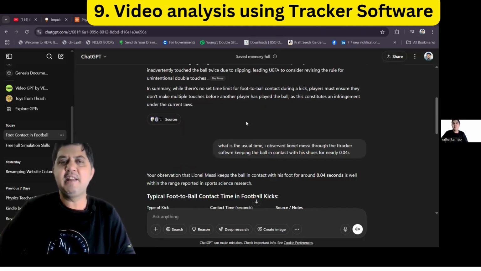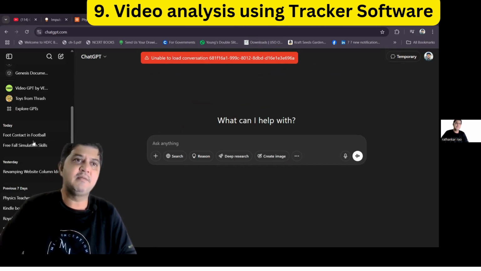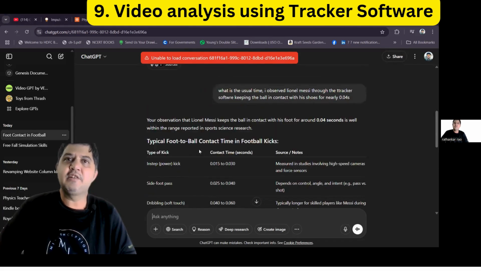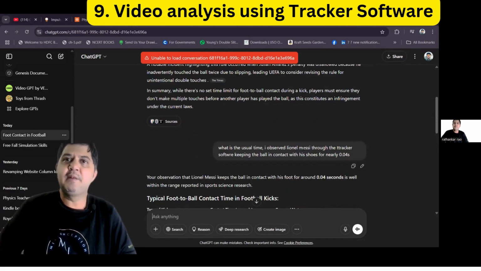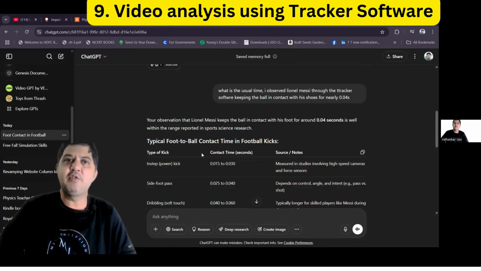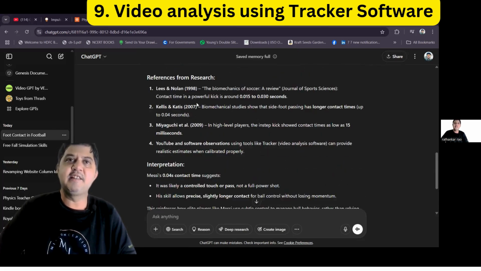Then I changed my query and asked what is the usual time I observed for Lionel Messi. Okay, so this is what I observed. I observed Lionel Messi through the tracker software keeping the ball in contact with his shoes for nearly 0.04 seconds. Then it looked into it and gave me some references based on this. It says there are some examples where these kinds of things are observed, and gave me some articles. Now, I did not stop here.